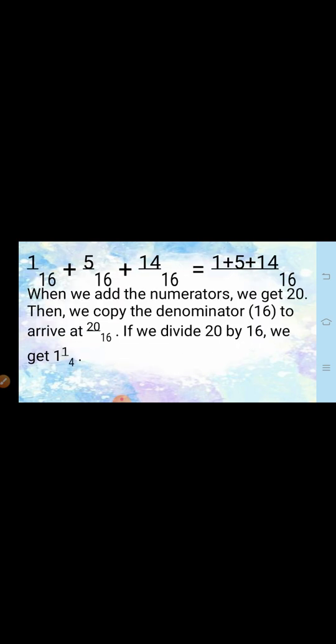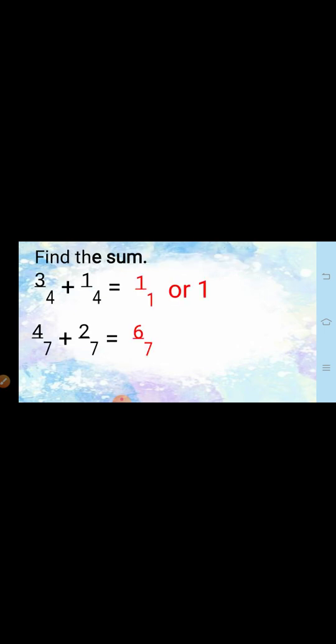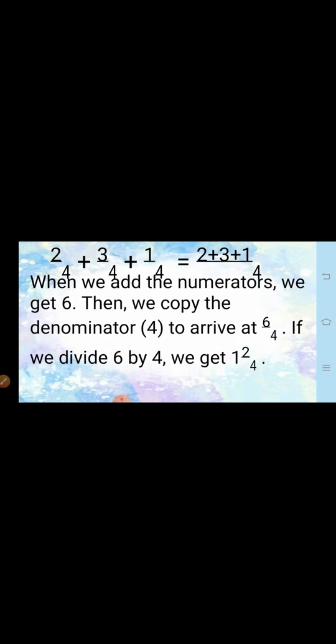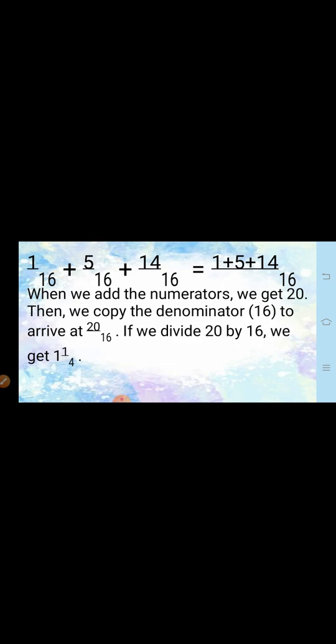Okay, another example. 1 over 16 plus 5 over 16 plus 14 over 16 is equal to 1 plus 5 plus 14 is equal to 20. Tama ba? Okay, so 20 all over 16, kasi nga all the denominators are the same: 16, 16, and 16. When we add the numerators, we get 20. As I said a while ago, 1 plus 5 plus 14 is 20. Then we copy the denominator, which is 16, to arrive at 20 over 16.